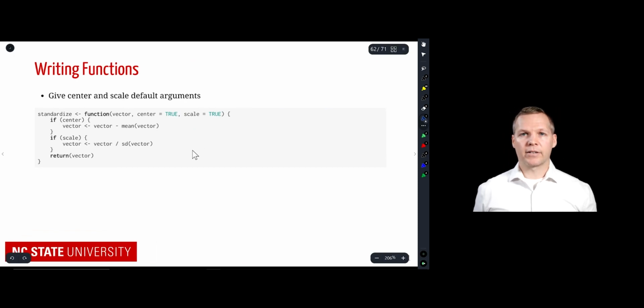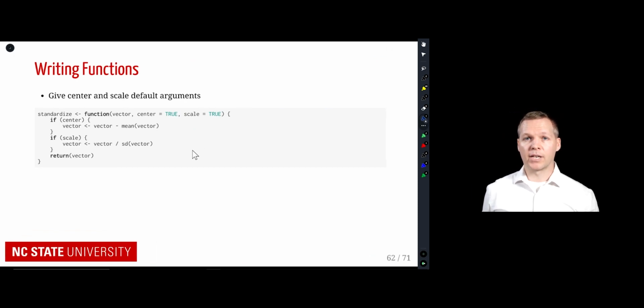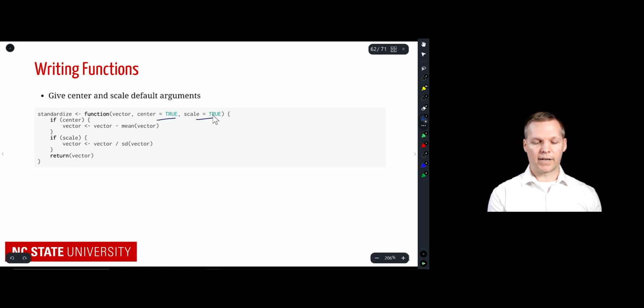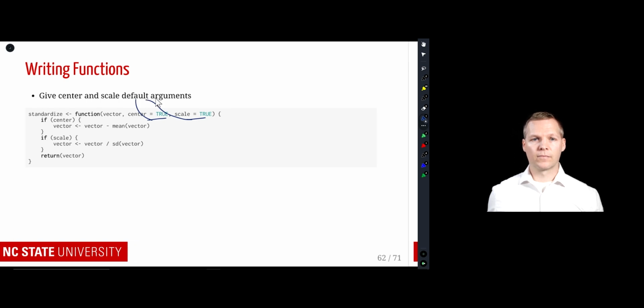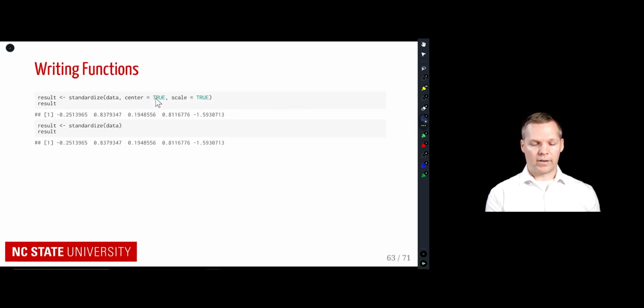Now, of course, you don't necessarily want to make the user give all of the arguments if most of the time they're going to center and scale, for instance. So we can go ahead and give default arguments. So these are now the default values for center and scale. Unless the user specifies that they should be something else, those are the values that they're going to take on. And so now I can call either this line or this line, and it does the exact same thing because center by default is true and scale by default is true.